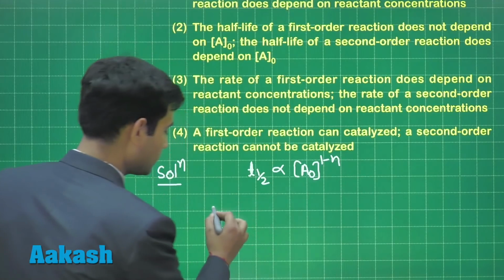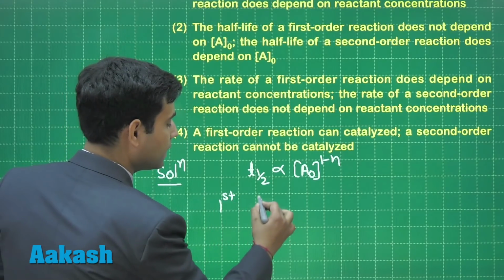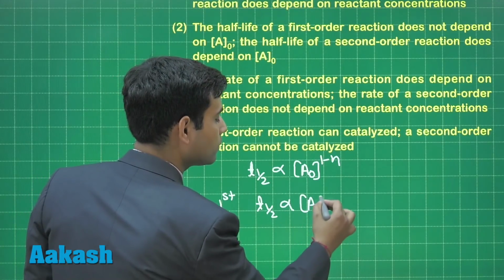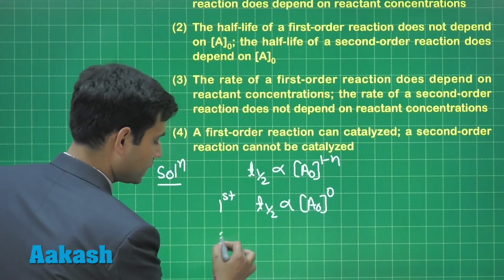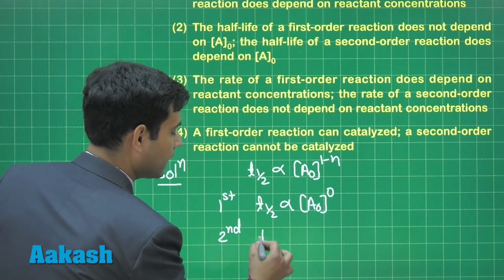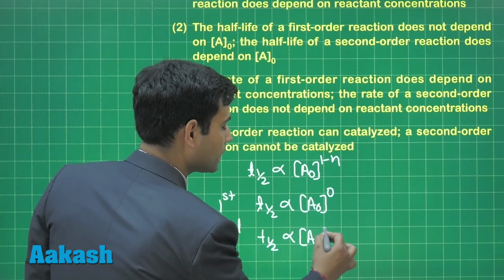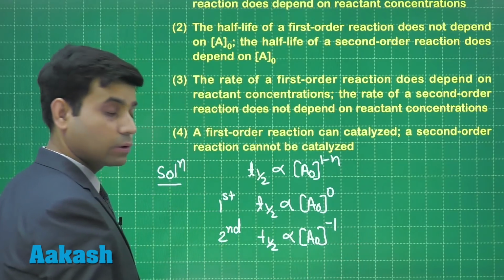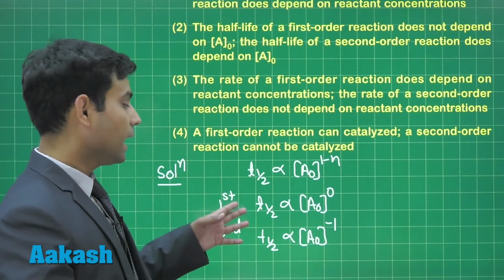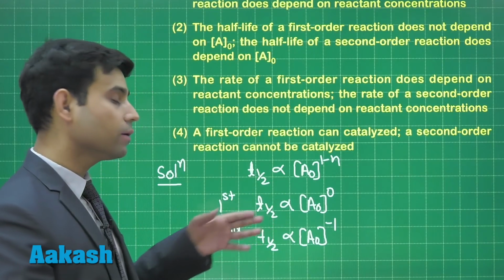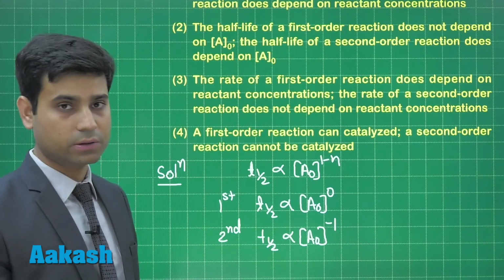If it is a first order reaction, then T half is directly proportional to A0 to the power 0. If it is a second order reaction, T half is directly proportional to A0 to the power minus 1. So here we can see T half of a first order reaction is independent of initial concentration, and that of a second order reaction depends on the initial concentration.